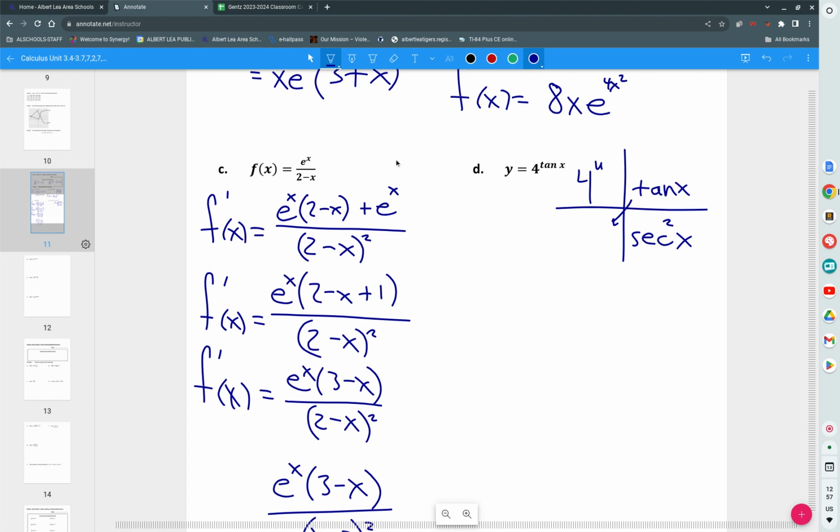What is the derivative of e to the u? E to the u. What's the derivative of 4 to the u? 4 to the u times the natural log of 4. So you can see we get f prime of x is equal to 4 to the tangent of x times natural log of 4 times secant squared of x. We're okay with that?